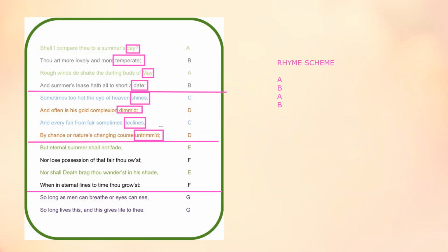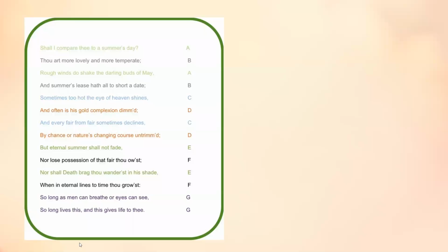The reason why it's A, B, A, B is because lines 1 and 2 do not rhyme with each other. So it's A and B, they're different. However, line 3 rhymes with the first line, so then it's A, and line 4 rhymes with the second line, so it's B. This is the rhyme scheme. Let's move on.